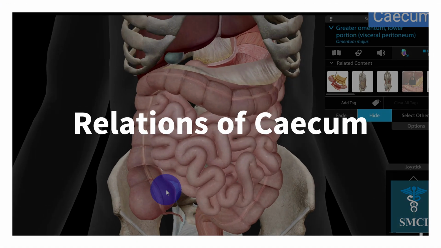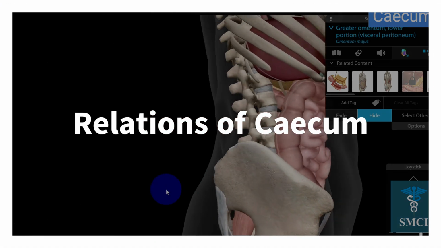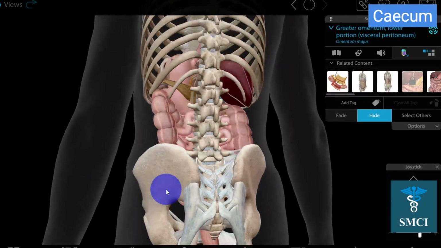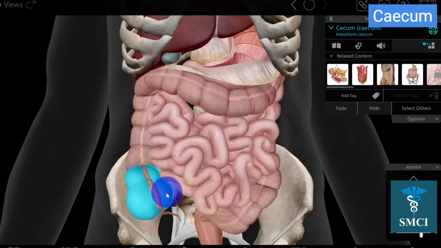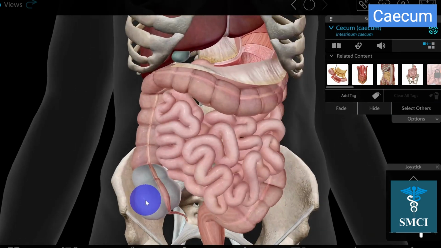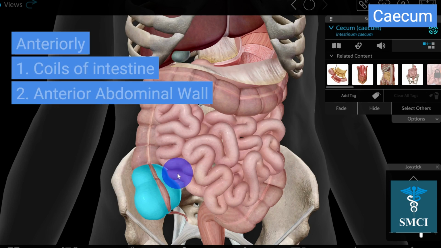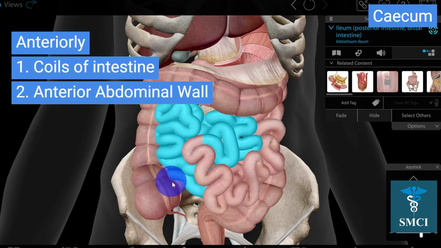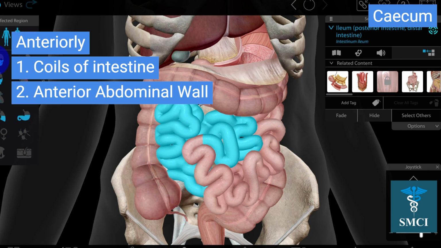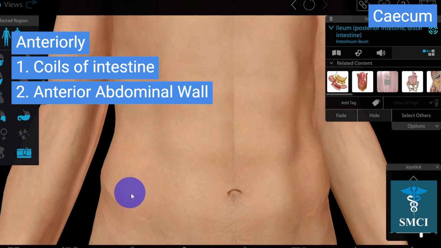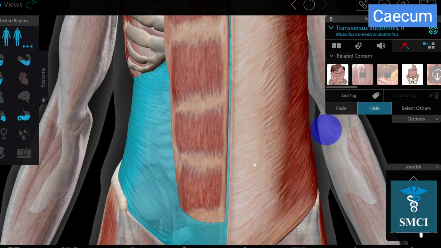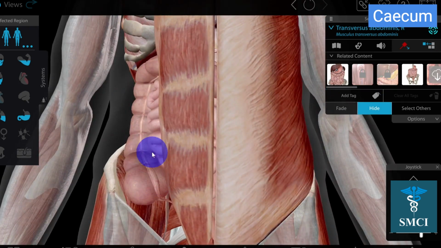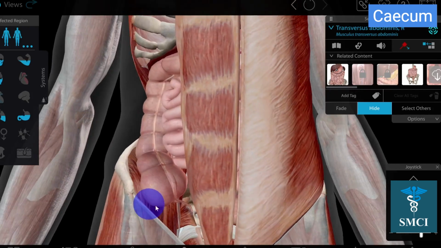Now let's discuss the relations of the cecum. In the cecum we will remember two main relations: the anterior relations and the posterior relations. Let's begin with the anterior relations. On the anterior side, the ileum is located and the rest is the anterior abdominal wall. So the skin of the abdominal wall, the abdominal muscles, and the peritoneum are all situated anterior to the cecum.